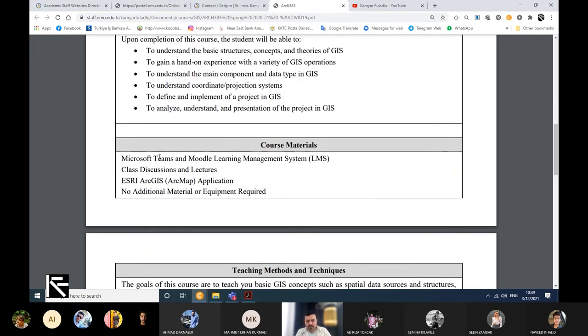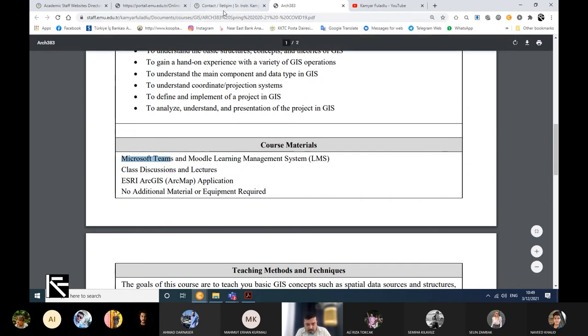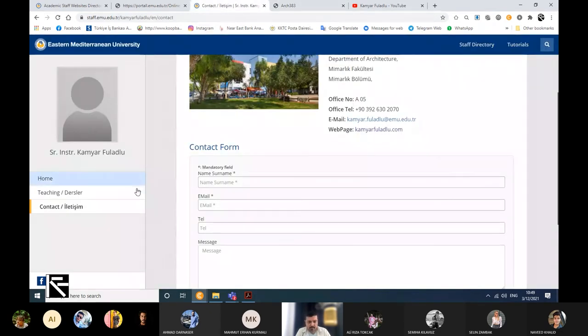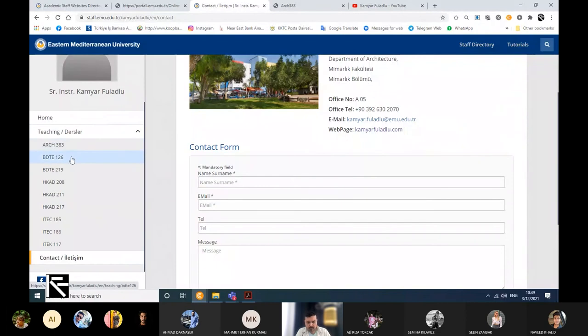About the course material, we are going to use Microsoft Teams. I'm not going to use a learning management system or LMS. Previous semester also I didn't use it. As I told you, we have a staff web page. You are able to find the course that I gave and the information from here.